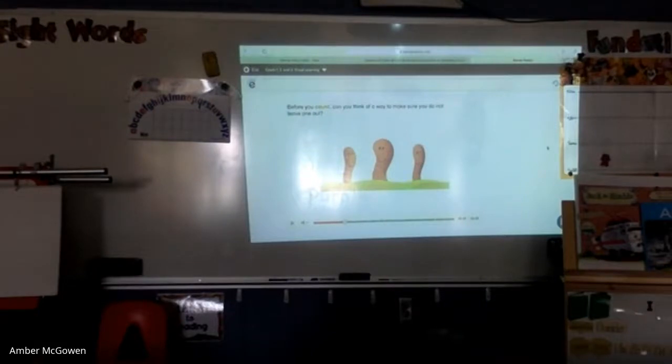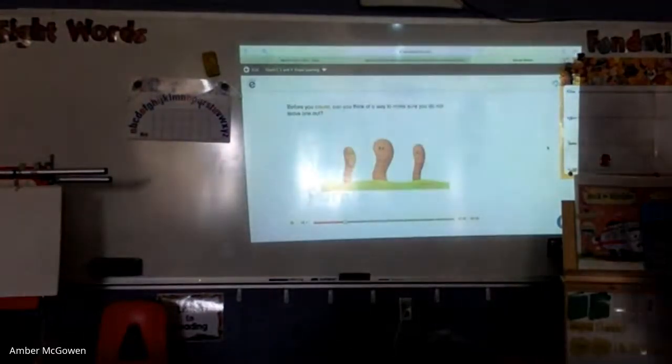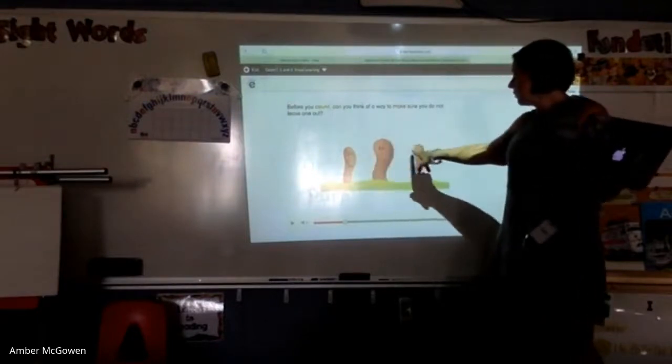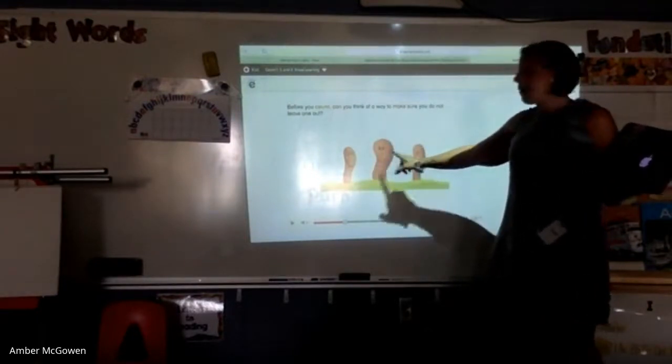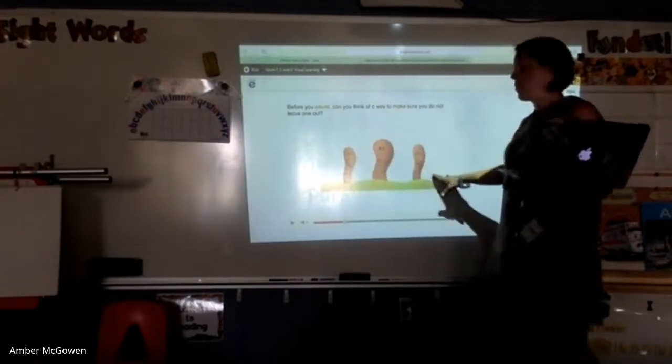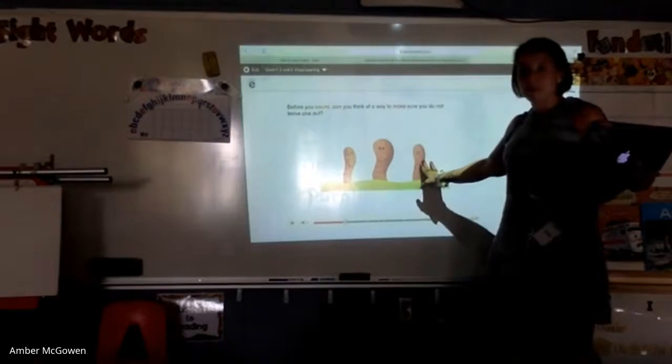So how can we make sure when we count these, we don't forget to count one of them? What can we do to them? Can we touch them? Well, we can. When we're counting, we can touch them, and we can say 1, 2, 3. Or if you want to mark them, 1, 2, 3. That way you don't forget to count one of them.